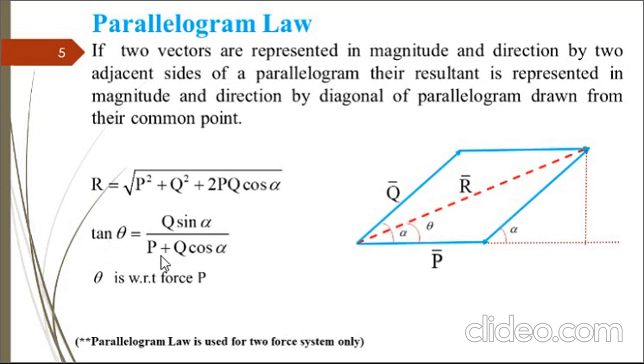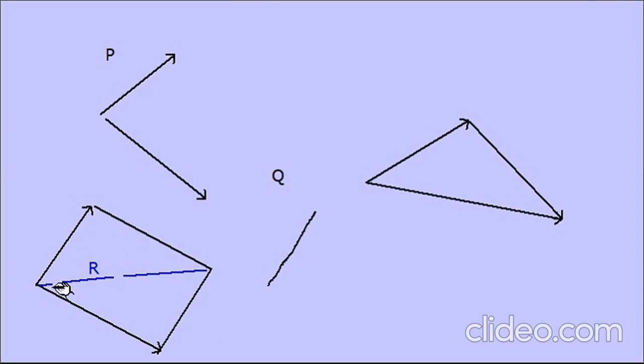Then tan theta equals, where theta is the angle between P and R, or we can say theta is the angle of R with respect to force P, Q sin alpha divided by P plus Q cos alpha. That is, theta is with respect to P. Right? For example, if you consider over here, this angle is nothing but the theta angle, right? And this angle, the angle between P and Q, is nothing but alpha.